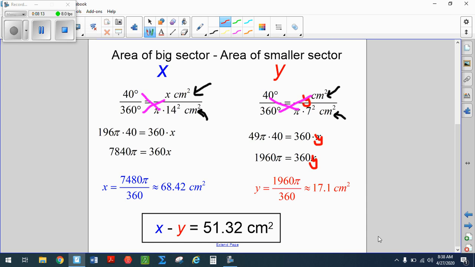Those are my examples for area of a sector. There's also a video for the length of an arc. So arc length and sector area is what we're doing with this lesson.